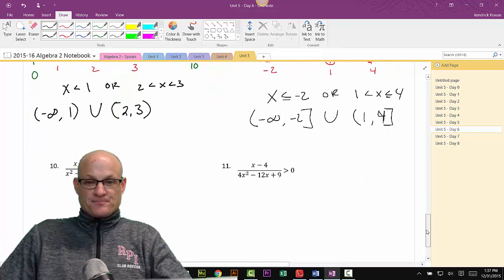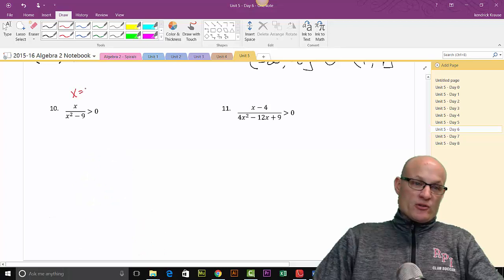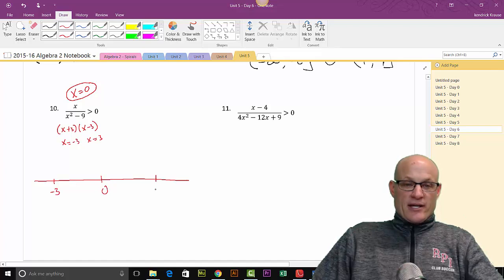2 left, kiddies. So here I tried to trick you a little bit. x equals 0 is one of my critical numbers. This one, if I factor it, I get x plus 3, x minus 3. So my critical numbers are x equals negative 3, x equals positive 3, and x equals 0. Negative 3, 0, and positive 3.